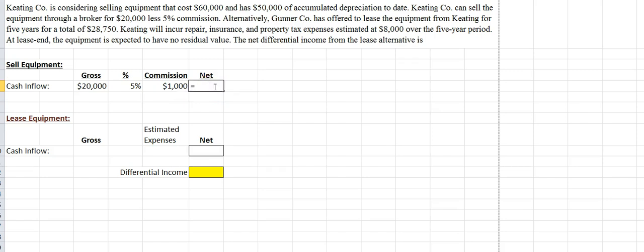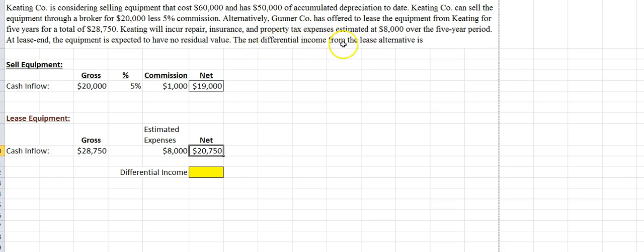So they're going to bring in a net of $19,000, right? $19,000 if they sell the equipment, okay? So what's going to happen under the alternative? It says Gunnar has offered to lease the equipment from Keating for 5 years for $28,750. So they could lease the equipment for $28,750. Keating will incur the repair, insurance, and property tax expenses of $8,000. So Keating can lease it for $28,750, but they need to incur the expenses. So you need to take that out from their gross payment, right? And so their net is going to be $27,750.